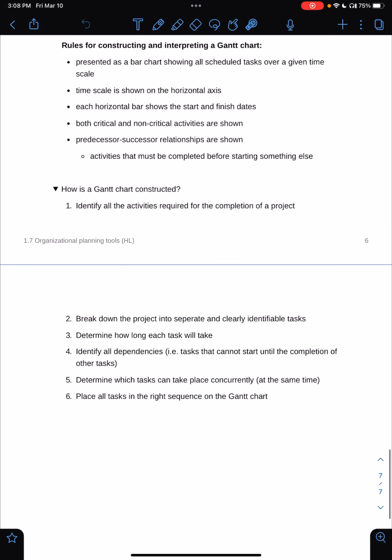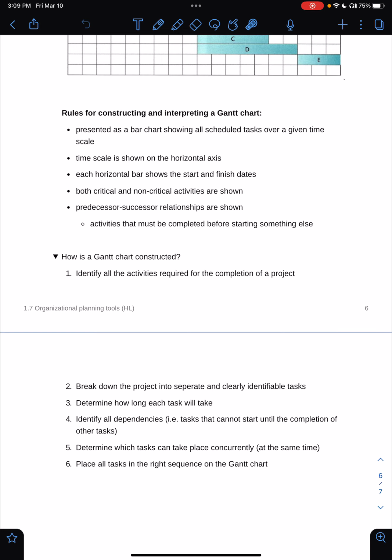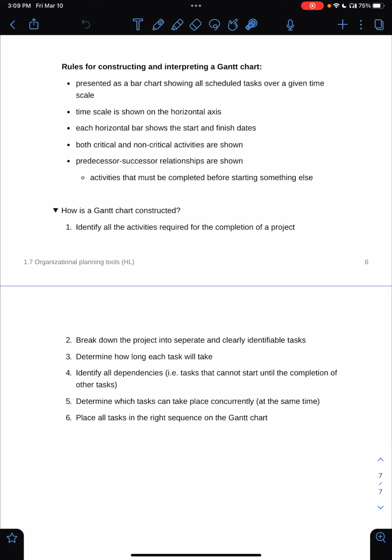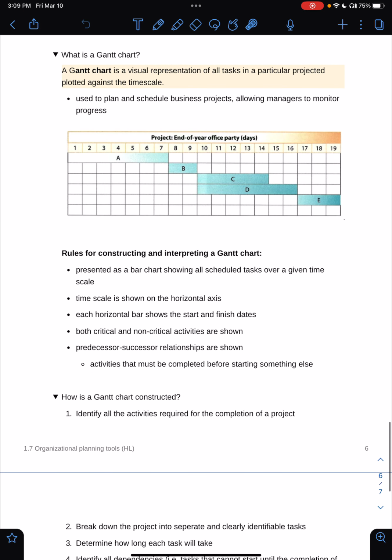So how is a Gantt chart constructed? Firstly, a company has to identify all the activities required for the completion of a project. They must then break down the project into separate and clearly identifiable tasks. Next, they must determine how long each task will take and identify all dependencies, whether or not tasks can be started until another task is finished. And next, they have to determine which tasks can take place concurrently, meaning at the same time. And lastly, they place all tasks in the right sequence on the Gantt chart.